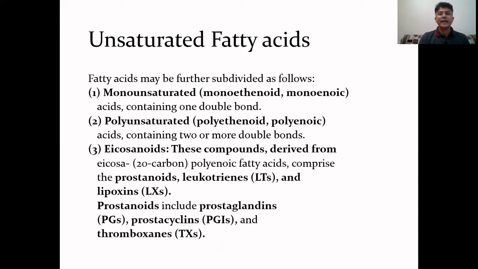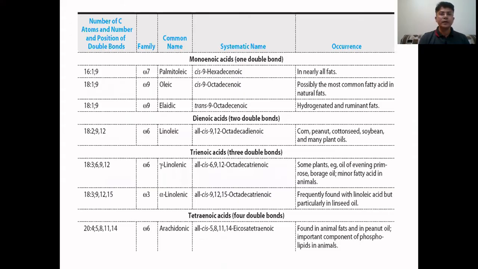Unsaturated fatty acids can be further divided into monounsaturated fatty acids if there is one single double bond, polyunsaturated fatty acids if they contain two or more double bonds, and icosanoids. These are the compounds derived from icosa, or 20 carbon long, polyenoic fatty acids, which comprise the prostanoids, leukotrienes, and lipoxins. Prostanoids include prostaglandins, prostacyclins, and thromboxanes. So here is the list of several unsaturated fatty acids that are shown.